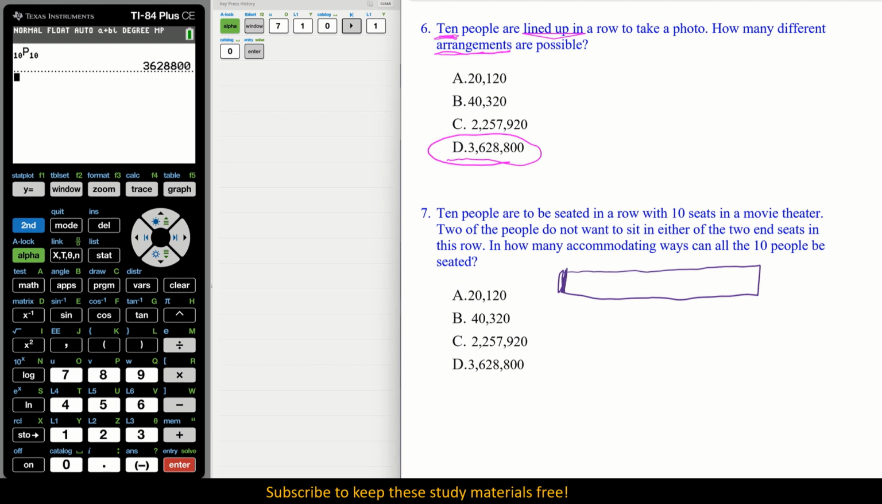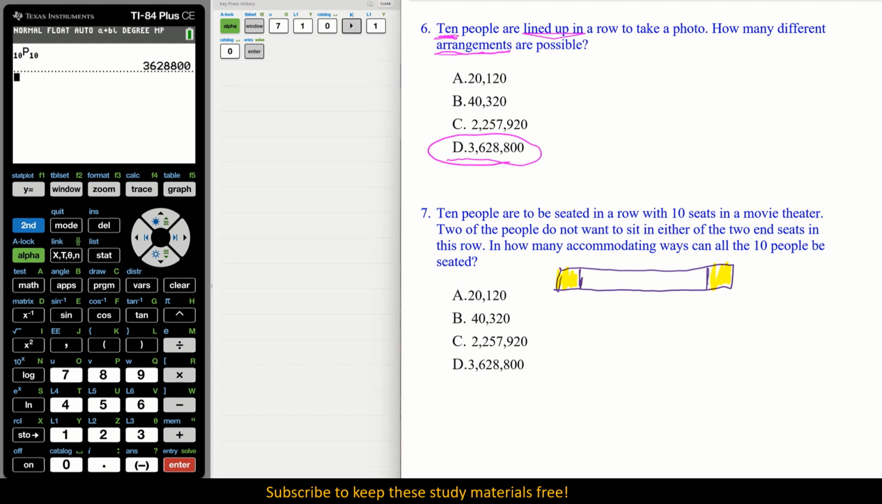Oh, well, I probably could do better than that. As I tell my students, pretend I can draw. Okay, I don't know that that was any better. Okay, well, that's a row, and we have 2 end seats. Nobody wants to sit here. No one wants to sit here. Well, we have 2 people that say, I'm not sitting on the end.